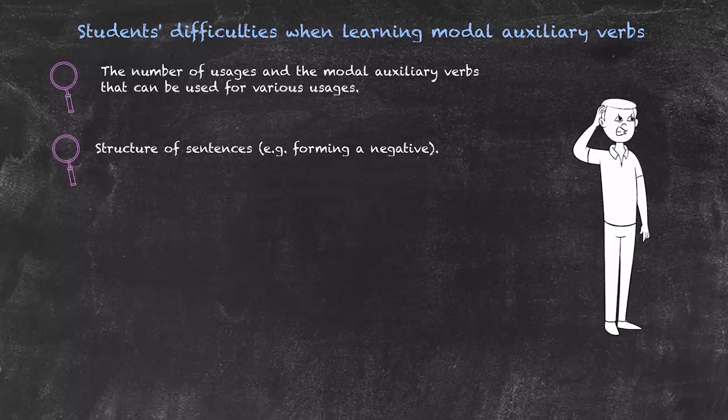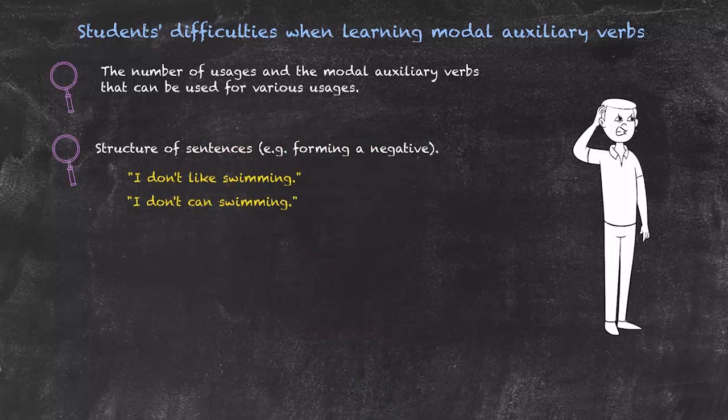don't. So, for example, I don't like swimming. Do not, with the verb like. When modal auxiliary verbs are initially introduced to students, they may find it puzzling that we don't use this structure. Instead, we use this structure.